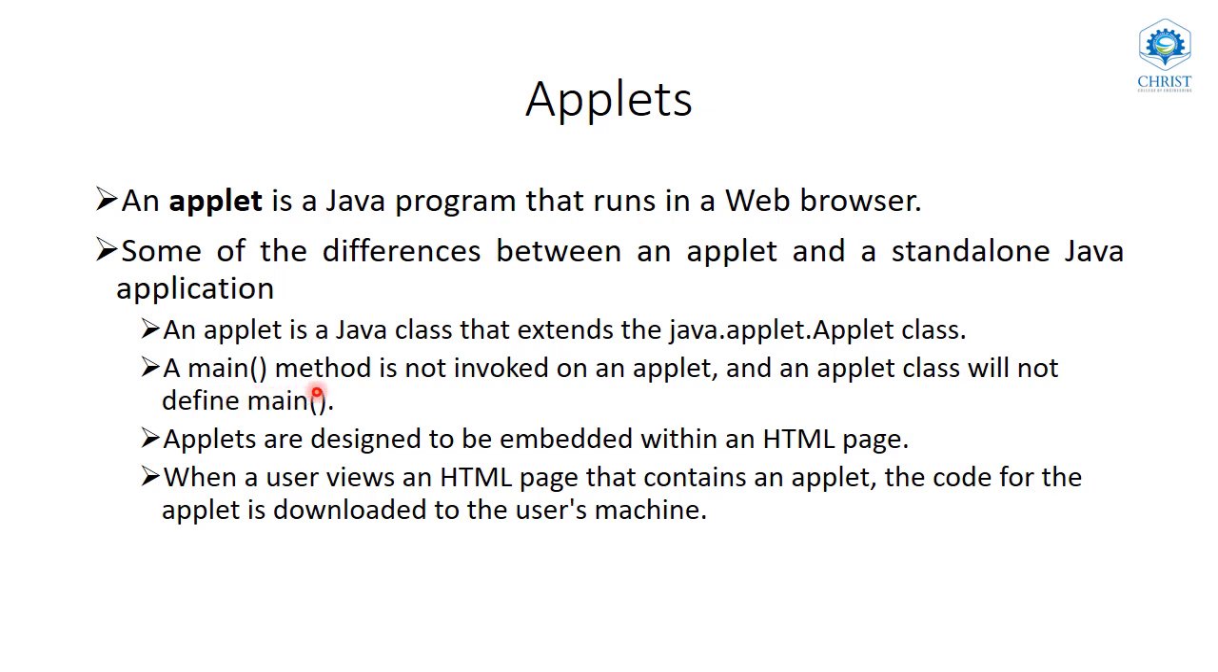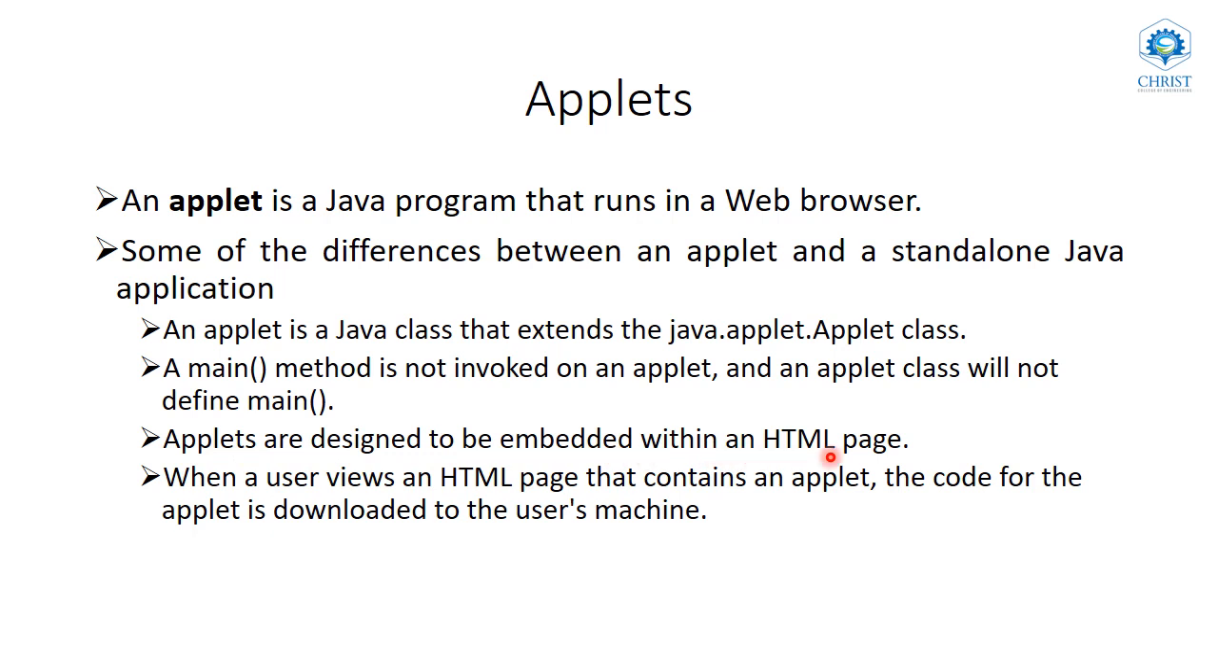The second difference is an applet will not contain a main method. An applet will not contain a main method, but standalone programs have to contain a main method, otherwise that program will not get executed. So the applet class will not contain a main method.